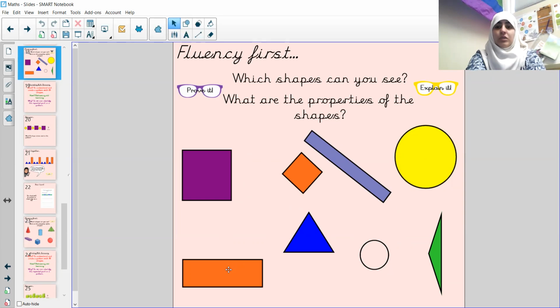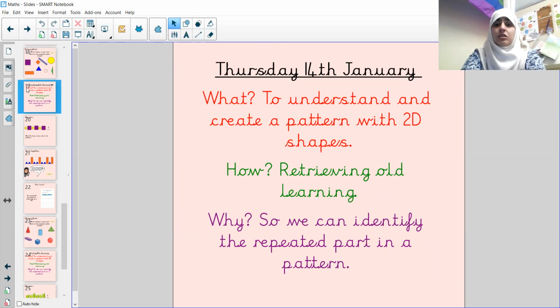So let's go through the what, how, and why. I know my brain's nice and warmed up after that. Our what today is to understand and create a pattern with 2D shapes. This will be nice and exciting. We are retrieving our learning because we have already looked at 2D shapes, so we should know what those 2D shapes look like. The new learning is about creating a pattern. And why? So we can identify a repeated part in a pattern.